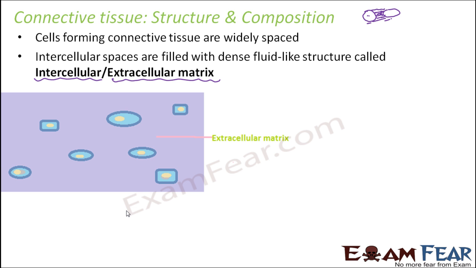For example, blood has a certain type of function to perform. It has to transport nutrients, water and everything throughout the body, so it has to be a fluid-like structure. So the kind of extracellular matrix blood has will be very different from the type of extracellular matrix which bone will have. So the nature of the matrix will vary with different types of connective tissue.